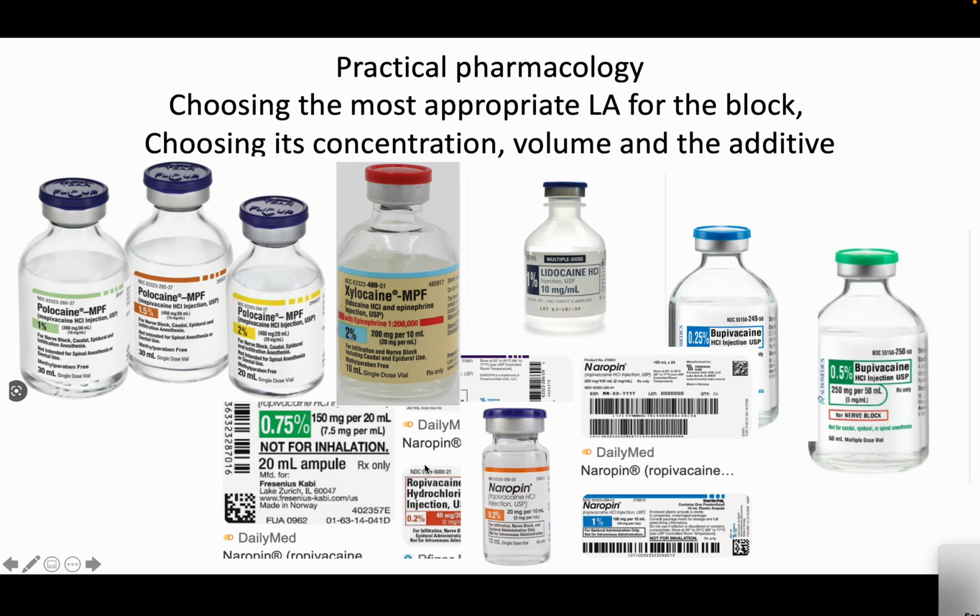Okay, and so now we're going to the second part of the lecture, basically practical pharmacology. How to choose the most appropriate local anesthetic for the block, and how to choose concentration, volume, and additive. And those are our choices. We see here mepivacaine, different concentrations, 1.5, 2%. We have lidocaine, different concentrations, 1%, 2%, plain or with epi. We see bupivacaine, 0.25, 0.5, again it could be plain and with epi. And we have ropivacaine, anything from 0.2 to 0.5, 0.75, and even 1%.